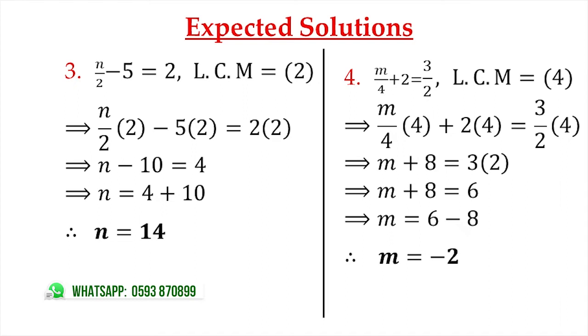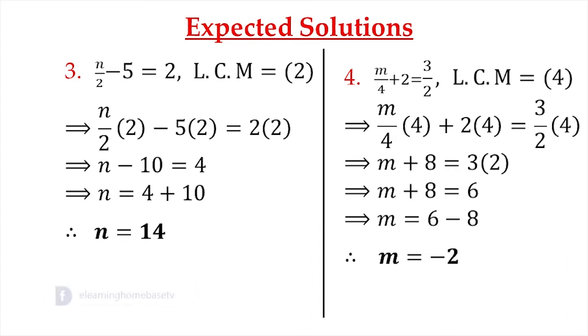Good. So I multiply each term of the equation by the LCM. So from my left, the first term, m out of 4, times the LCM, which is 4, plus the next term, which is 2, times the LCM, which is 4, equals 3 out of 2, which is also a term, times the LCM, which is 4. By simplifying, 4 cancels 4, we are left with m, plus 2 times 4, which is 8, and then 2 cancels 4, we get 2, then 3 times 2, we get 6.